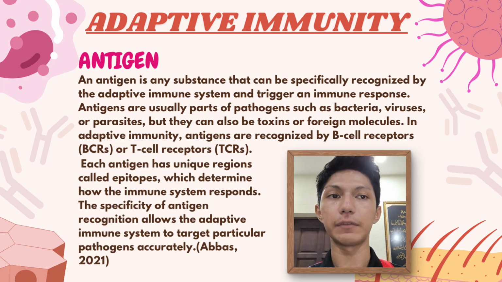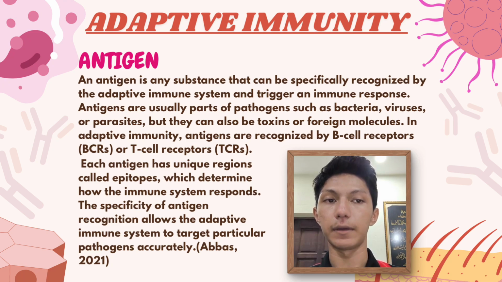First part of the adaptive immunity, we have antigen. An antigen is any substance that can be specifically recognized by the adaptive immune system and trigger an immune response. Antigens are usually parts of pathogens such as bacteria, viruses, or parasites, but they can also be toxins or foreign molecules. In adaptive immunity, antigens are recognized by B-cell receptors, BCRs, or T-cell receptors, which are also known as TCRs.